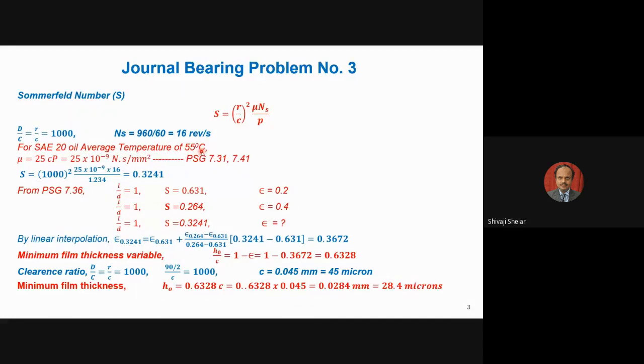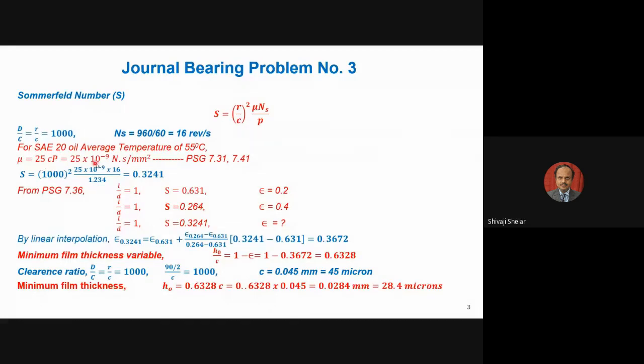So at an average oil temperature of 55 degrees Celsius, SAE 20 oil will have a viscosity of 25 centipoise, which can be converted into Newton second per millimeter square. That is equal to 25 into 10 raised to minus 9. This data is available on page 7.31 without temperature, and the variation with respect to temperature is available on a chart presented in the PSG data book 7.41. So from 7.41, at 55 degrees Celsius, the viscosity of SAE 20 oil is 25 centipoise.